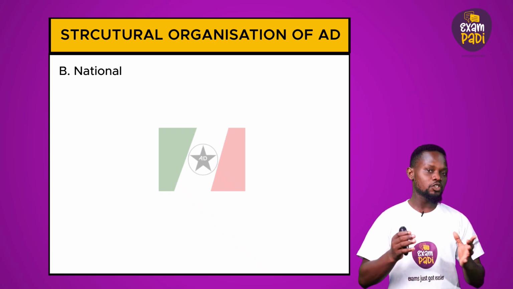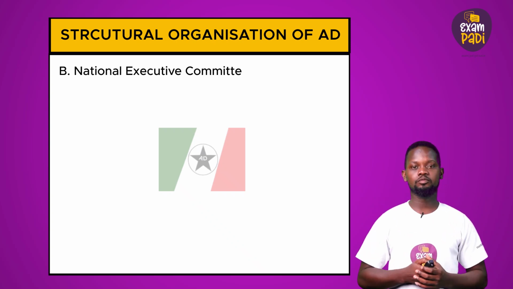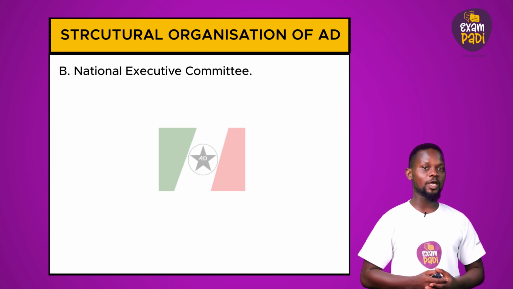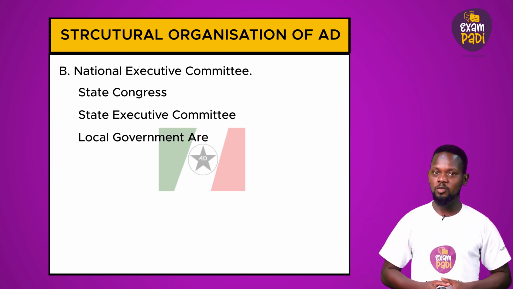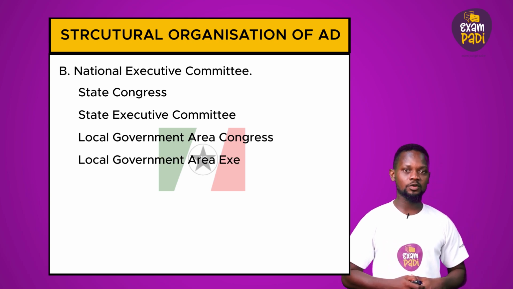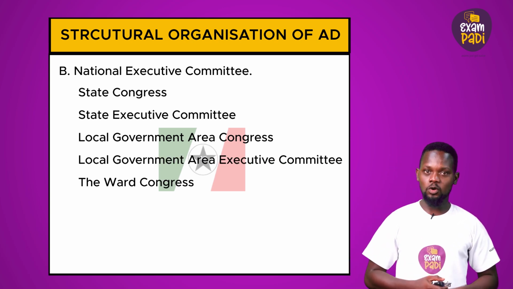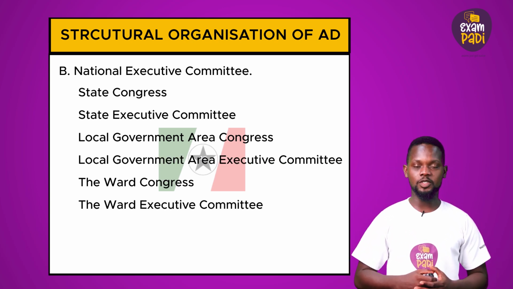B. National Executive Committee. Under the National Executive Committee, we have State Congress, State Executive Committee, Local Government Area Congress, Local Government Area Executive Committee, the Ward Congress, and the Ward Executive Committee.